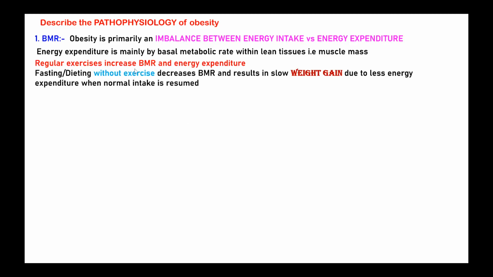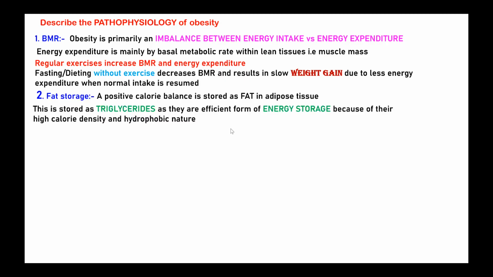Regular exercise increases BMR and utilizes the energy that you are taking. Mere fasting and dieting without exercise will decrease the BMR, and will result in slow weight gain because of less expenditure. And in a positive calorie balance, the excess is stored as fat, as adipose tissue.